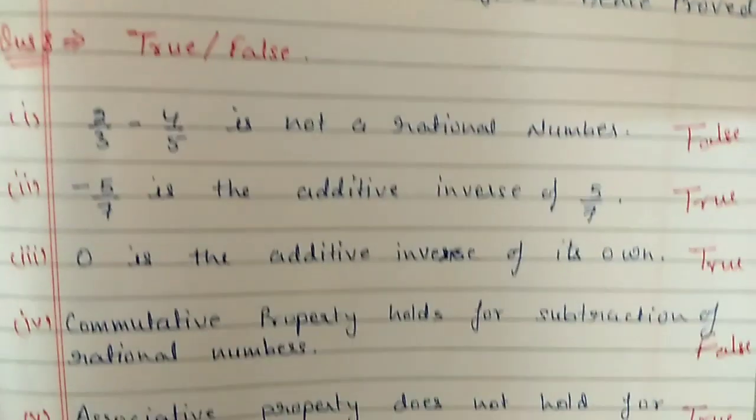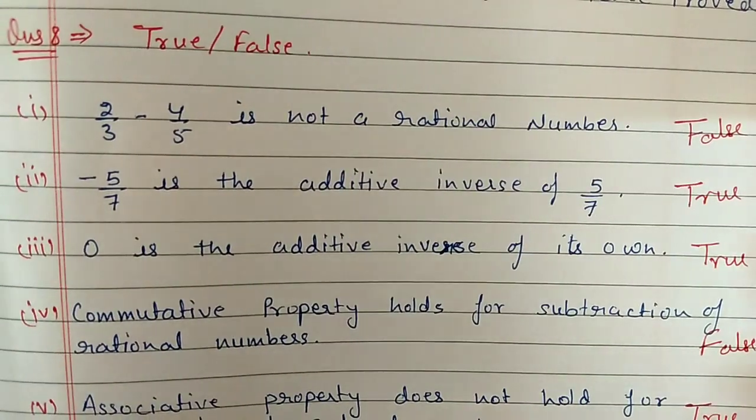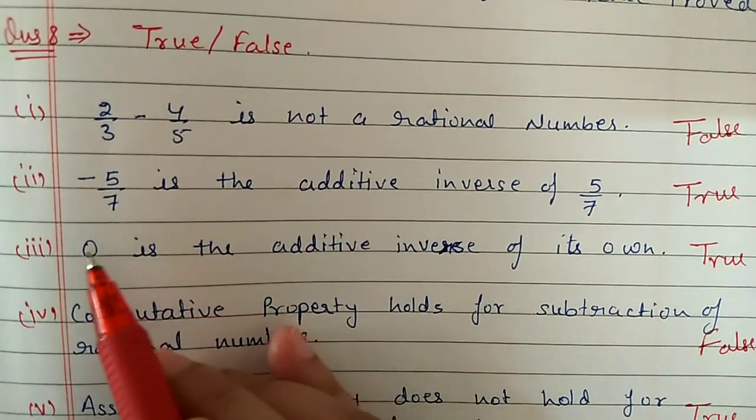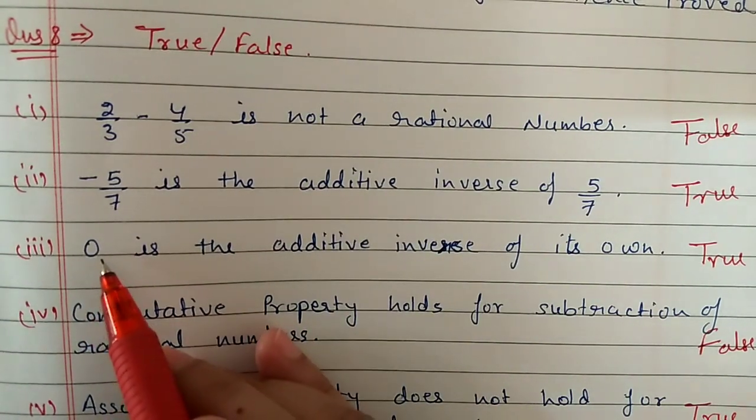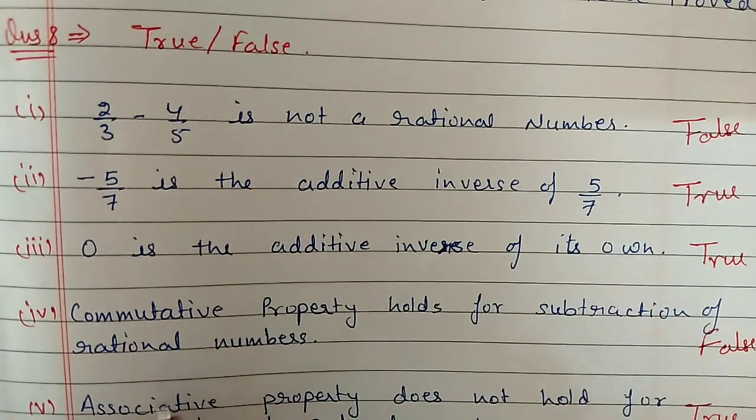Third one, 0 is the additive inverse of its own. Yes, it is also true. For 0, we are not denoting any symbol, plus or minus. So 0's additive inverse will always be 0.